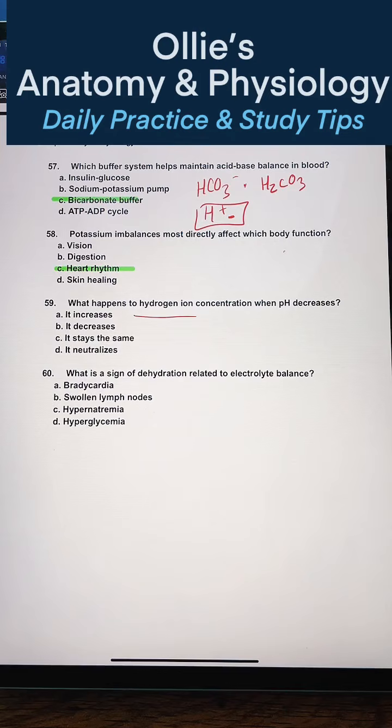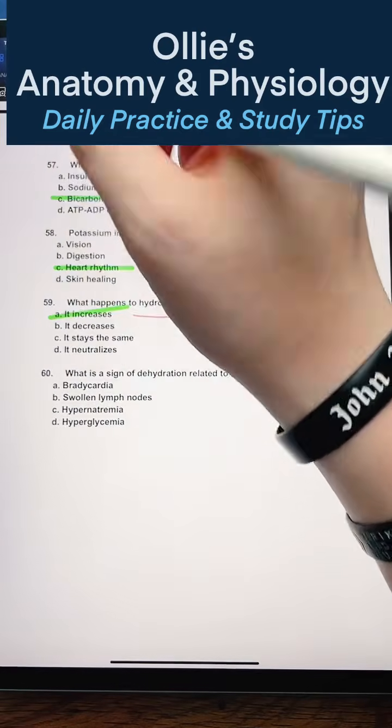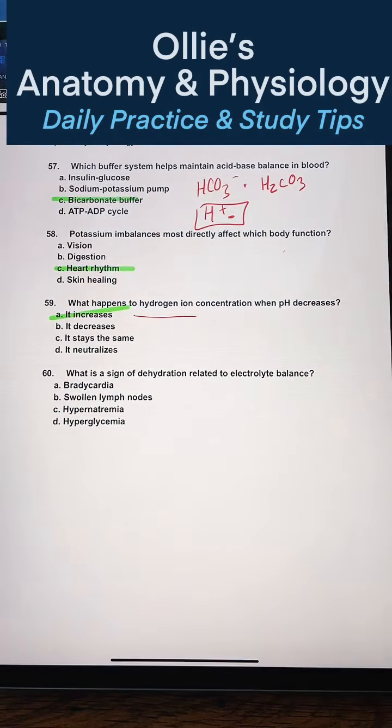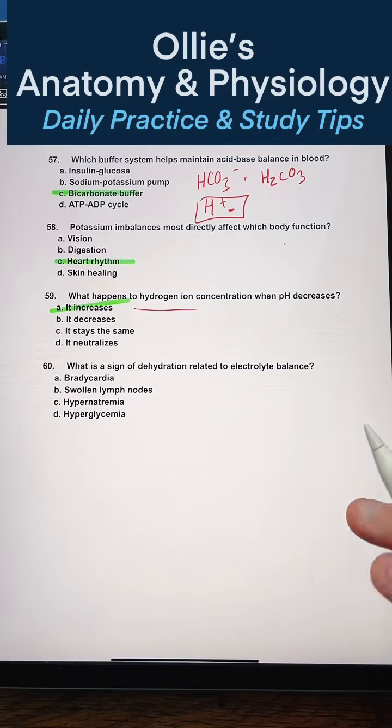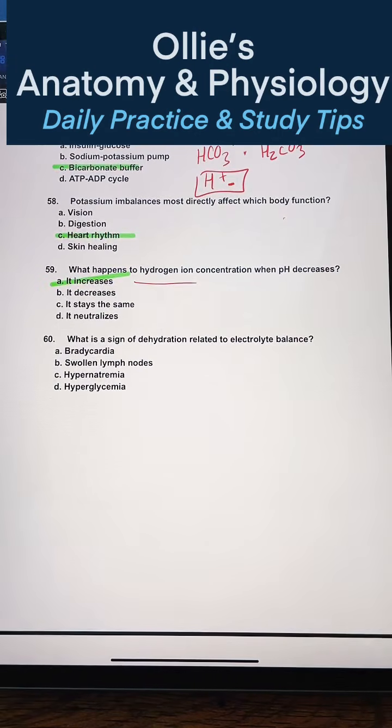All right. 59. The answer is A. It increases. Lower pH means you have more hydrogen ions, making it acidic. Number 60, what is a sign of dehydration related to electrolyte imbalance?